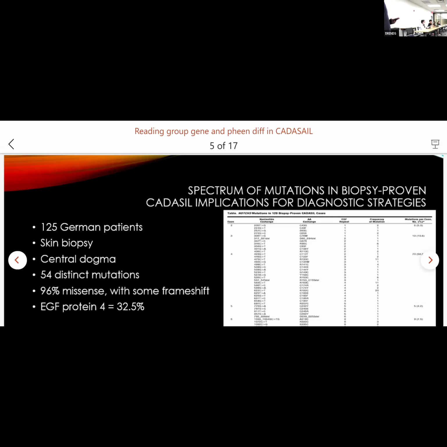Is everybody here familiar with the central dogma at all? I'm assuming so, okay. I'll assume that until otherwise.